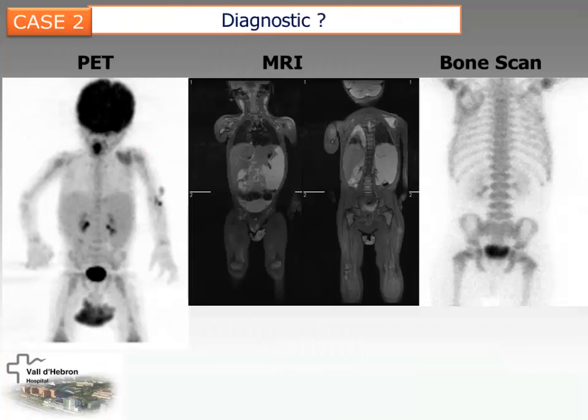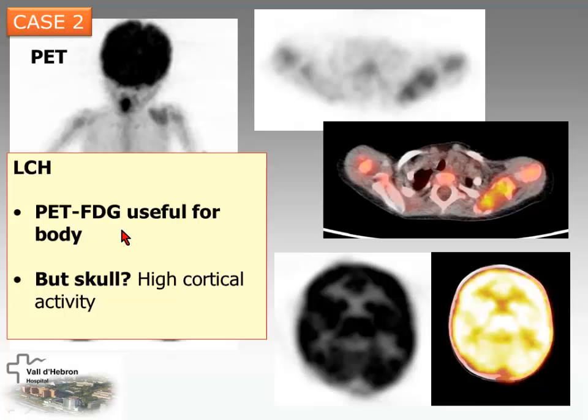Okay, look at the discordance. Here, it's much better seen. The PET FDG is the all-in-one exploration for histiocytosis. And the problem that we have is the skull, because in the skull, due to the high cortical activity, it's easy to miss one lesion like this one. Sometimes we can see, but not always.